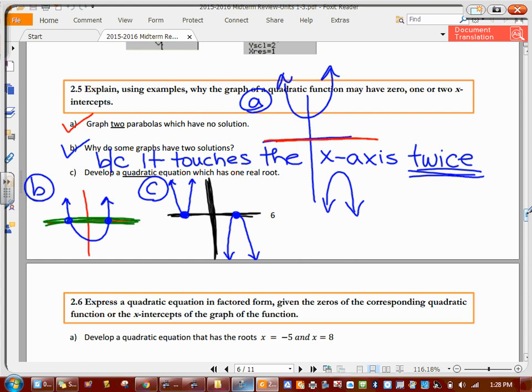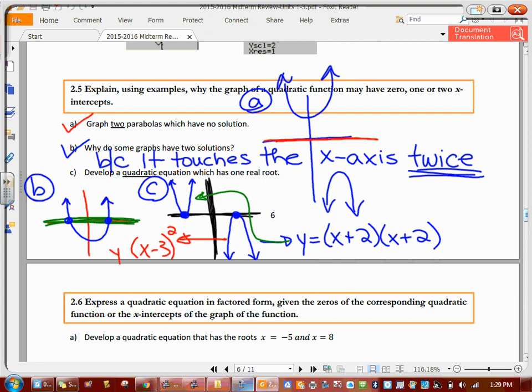So for letter C, I could have an equation like this. x plus 2, x plus 2. Well, that's going to be minus 2. It's going to touch minus 2 twice. So that's this first one here on the left. This one, I could write as y equals x minus 3 squared. Well, x minus 3 means it's going to touch positive 3 twice. Well, if it's touching positive 3 twice, that means it only literally touches it once.